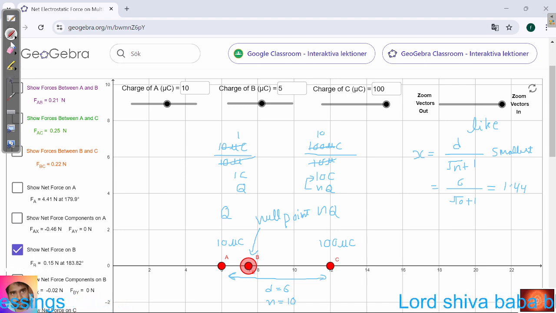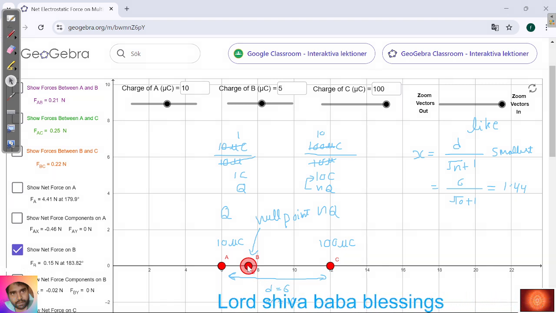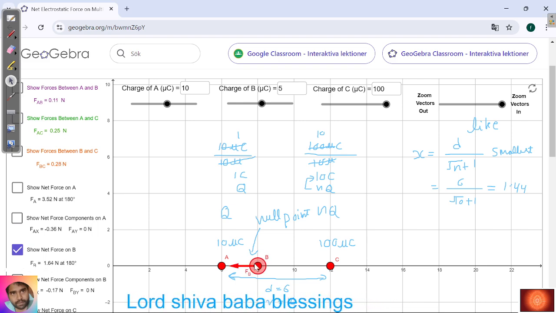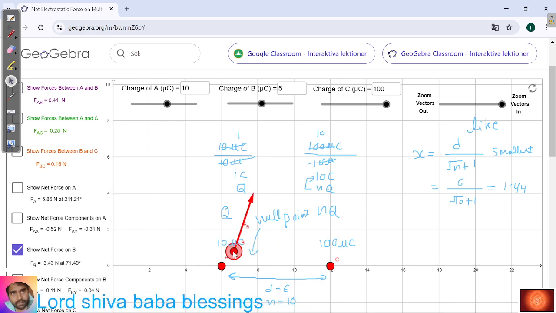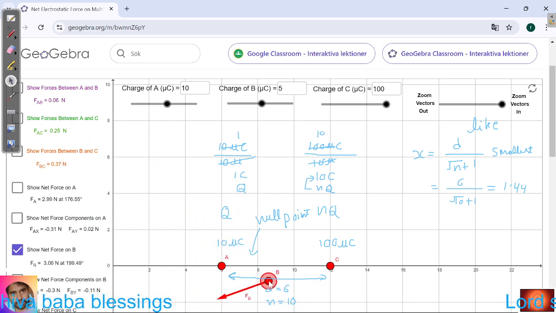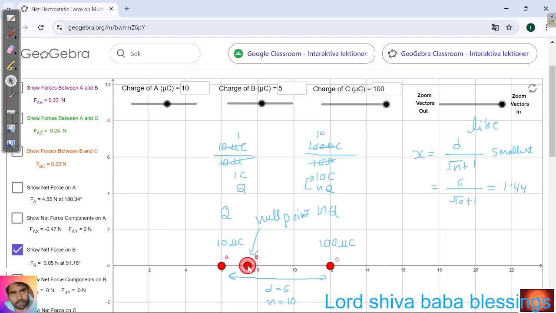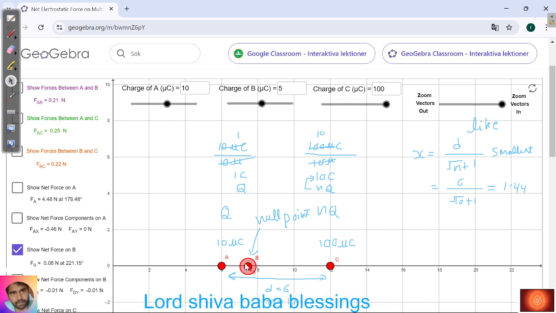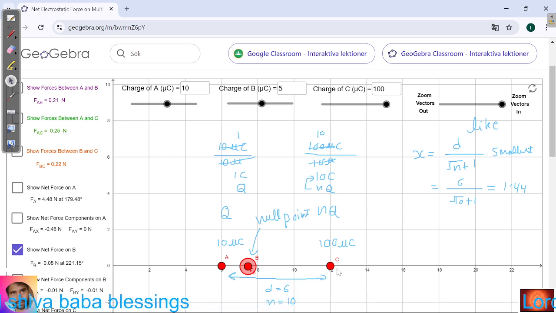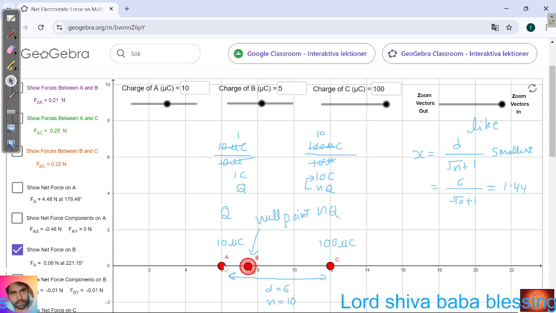So if you keep this charge anywhere other than this position, it experiences force. Look over here, here it is experiencing force. Here it is experiencing force. Everywhere it is experiencing some amount of repulsive force. Only at this point, at 1.44, it is not experiencing any force, that is the null point. The other thing you need to remember is whenever the two charges are like charges, the null point will always exist between the line joining the 2 point charges, that is, in between these two.